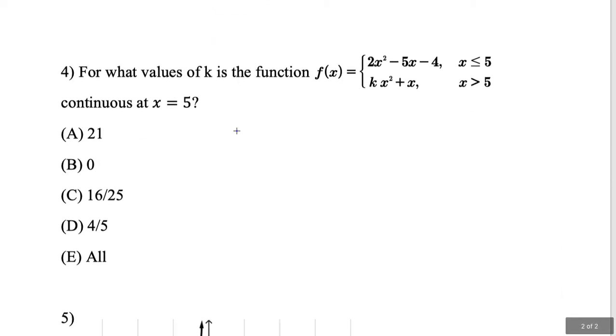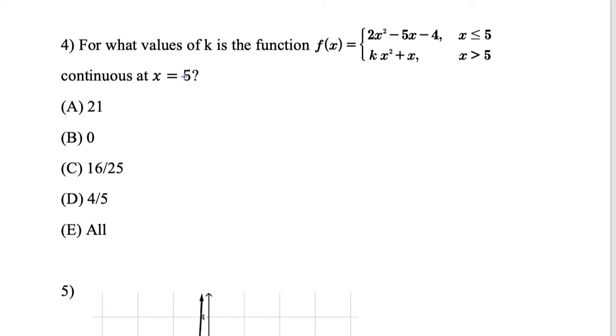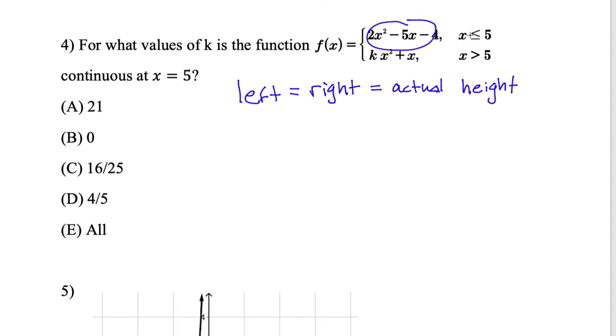All right, moving on to number 4. For what values of k is the function continuous at x equals 5? Okay, this is the continuity test. The continuity test states that the left is equal to the right, which is equal to the actual height. In this case, the left piece here is the actual height because there's an equal sign here. So this left and this actual height are the same thing. So I'm really not caring about the actual height. I can just do left equal to right, plugging in the suspect point, and I'll find the value of k that works.